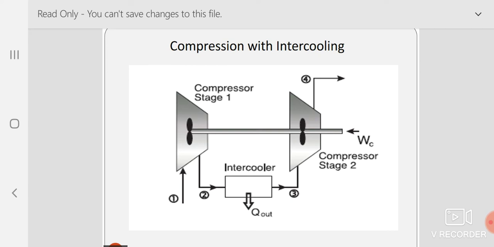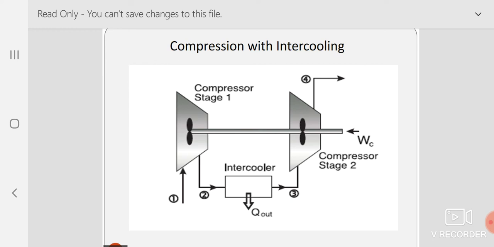So our intention is to reduce compressor work as much as possible. As we reduce the compressor work, the input will reduce. That means in the formula for the efficiency of the compressor, output by input, if the input or the denominator decreases, the ratio increases. That means the efficiency increases. So our intention is to decrease the compressor work. And we can decrease the compressor work using an intercooler.